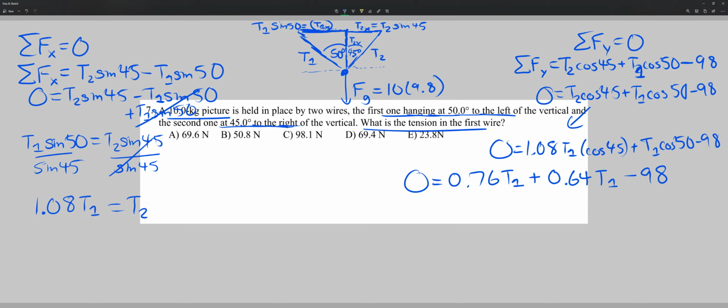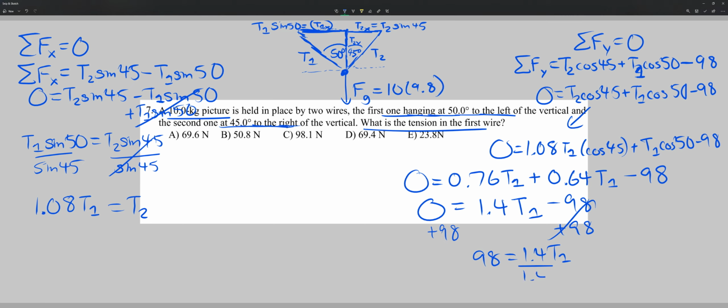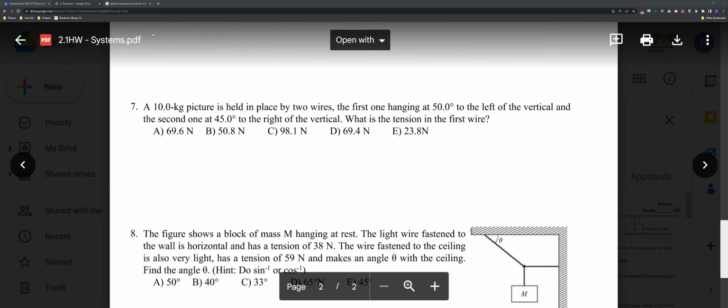Now we just add up the T1s because they are like terms. This is 1.4 T1 minus 98. I'm going to add 98 to both sides, so 98 is equal to 1.4 T1. We divide by 1.4, and 98 divided by 1.4 gets you somewhere around 70 newtons. So the answer here would be A. All right, so that's that. That's the video.